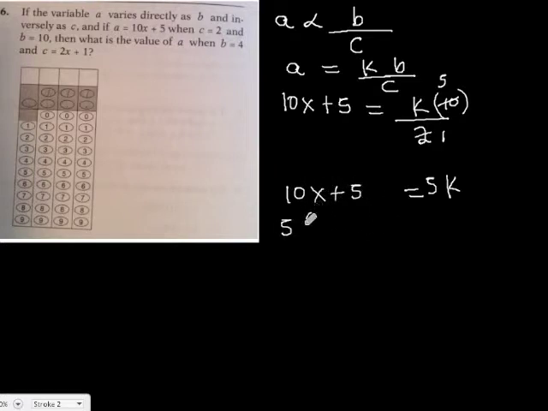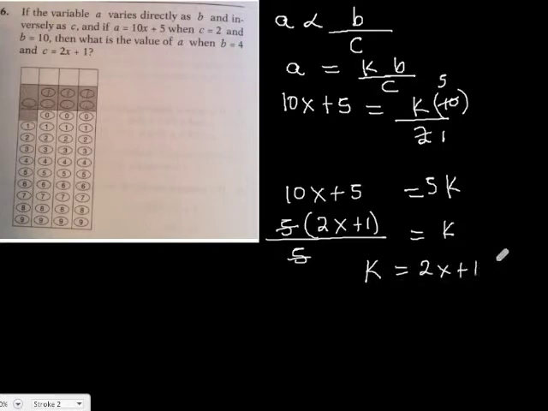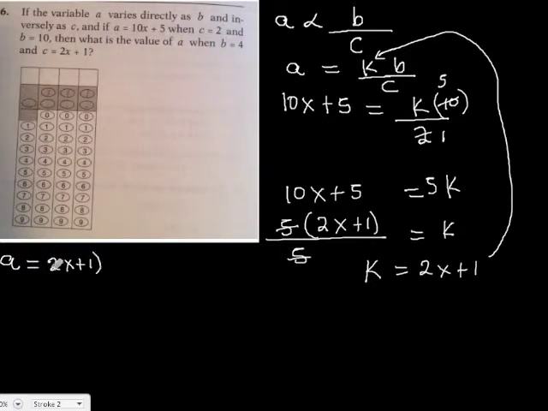Now if you factor the 5 out, you will have 2x plus 1. And then you want to divide both sides by 5 and you'll get your k. So k is equal to 2x plus 1. Now remember, we need to replace this k here. So rewrite the equation as a is equal to 2x plus 1, tuck it in a parentheses, times b over c. Now read the question again and answer the question.